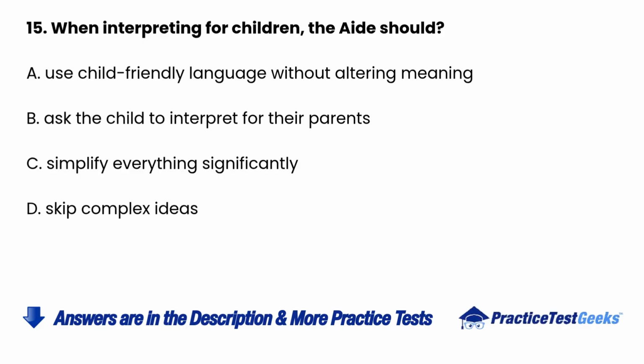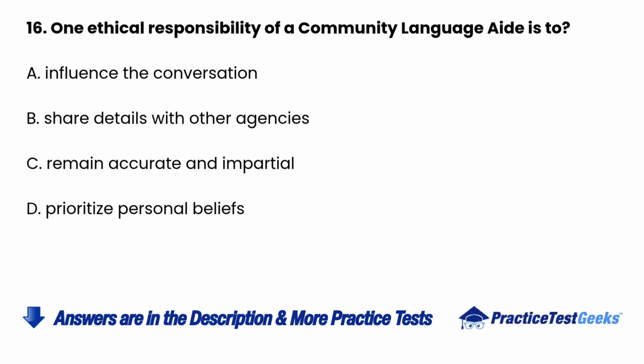15. When interpreting for children, the aide should A. Use child-friendly language without altering meaning. B. Ask the child to interpret for their parents. C. Simplify everything significantly. D. Skip complex ideas.